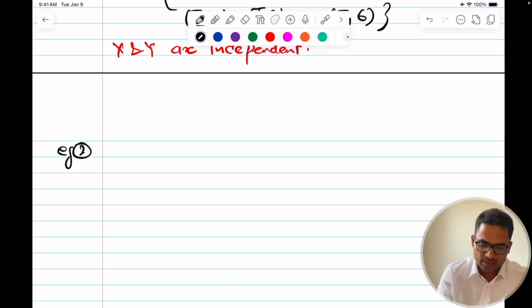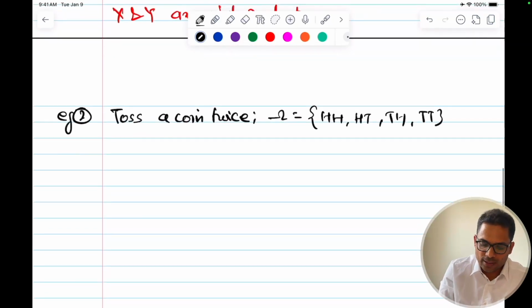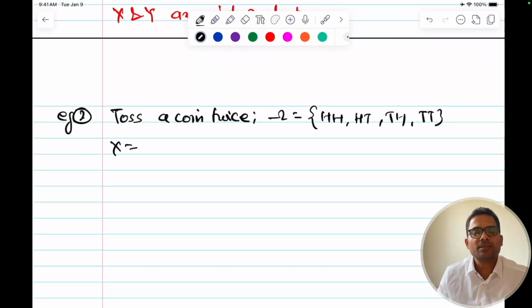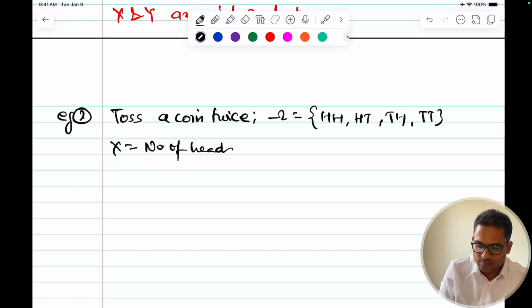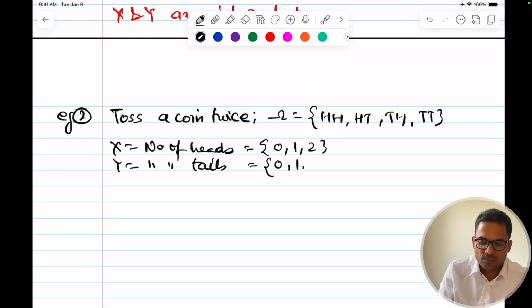So this time the setup is toss a coin twice. What will be the possible outcomes here? Head head, head tail, tail head, and tail tail. Now how am I defining my random variables? Let's define X is equal to number of heads and Y is equal to number of tails. This will be either 0 or 1 or 2, and similarly this will be 0, 1, 2.